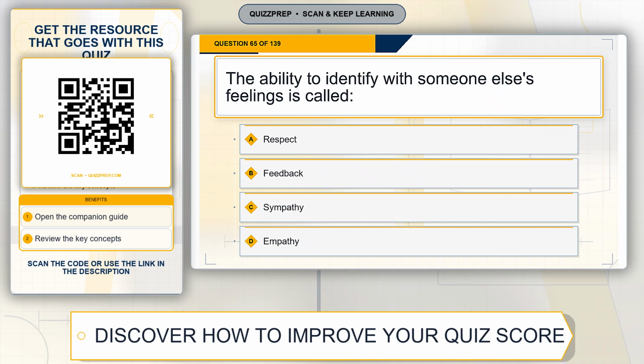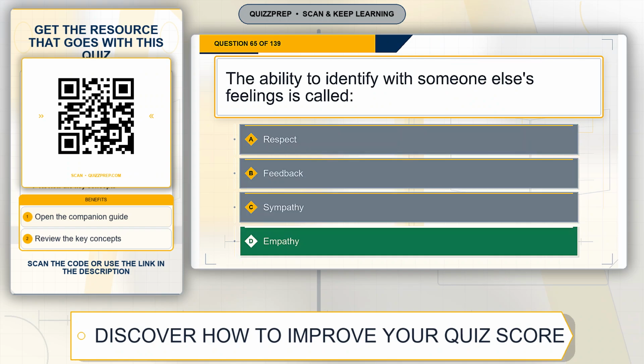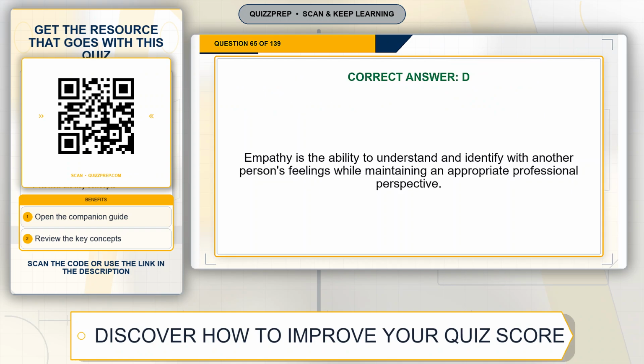Question 65. The ability to identify with someone else's feelings is called: option A, respect. Option B, feedback. Option C, sympathy. Option D, empathy. The correct answer is option D, empathy. Explanation. Empathy is the ability to understand and identify with another person's feelings while maintaining an appropriate professional perspective.